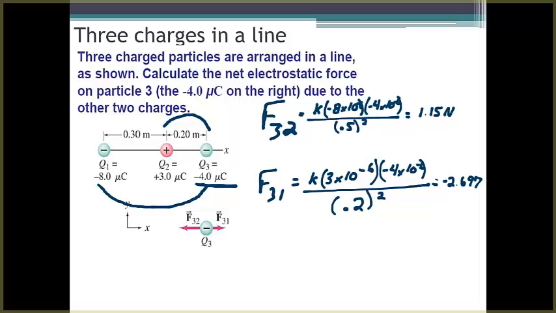Okay, I have 2 different force values. To find the net force, I simply add them together. So my net force is equivalent to negative 1.547. That negative lets me know that this is a repulsive force. Okay, please go back and rewatch any part of this video that is unclear to you and come to class ready with questions.